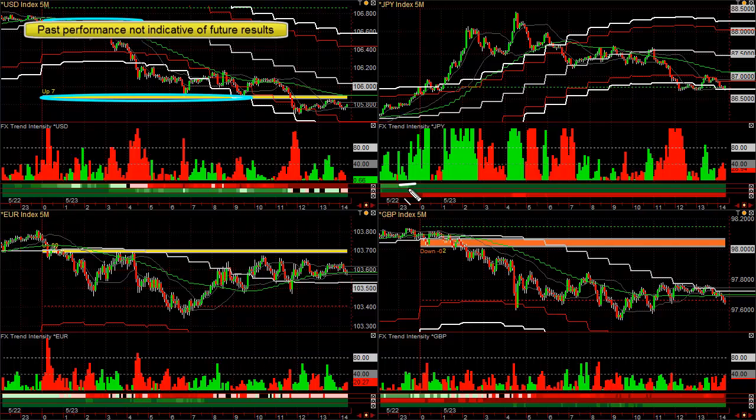The daily trend's up, the weekly trend's up, the monthly trend's down. Monthly trend has very little impact on today. I prefer the real-time trend, the daily, and mostly the weekly.